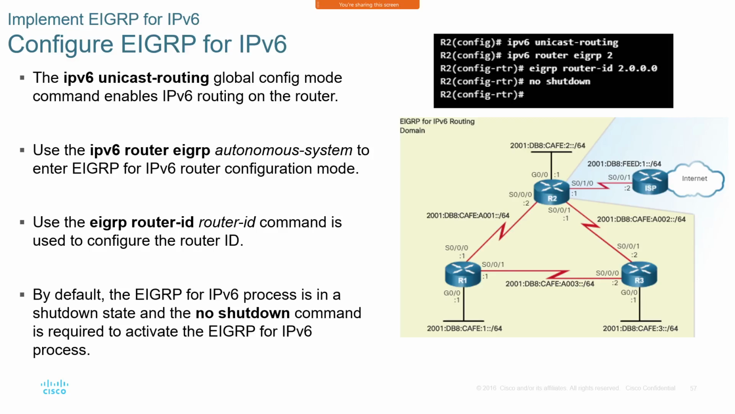Now, by default, the EIGRP for IPv6 process is in shutdown state. We also need to type in no shutdown for the EIGRP process as well. So once we define EIGRP, once we set the router ID, we need to type in no shutdown for the EIGRP process.